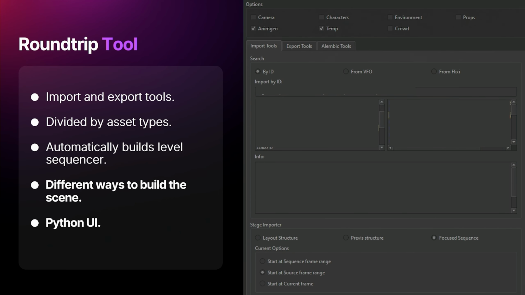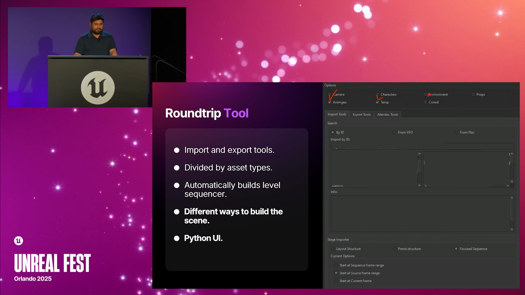And the last tool, I don't have a real demo for this, but it's something that is currently in development, and I want to bring it up. That is the round trip tool. Like I mentioned before, we have different asset types: the camera, characters, environment, props. We can use this tool to import or export data, depending on which selection we have, to Maya and Unreal, back and forth.